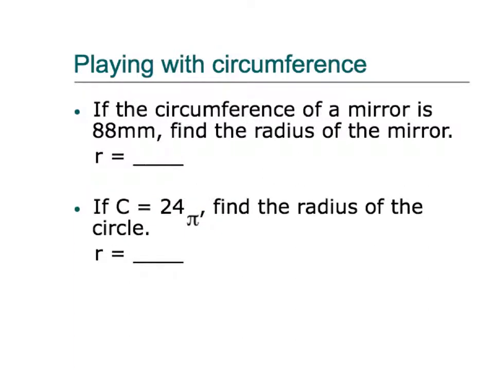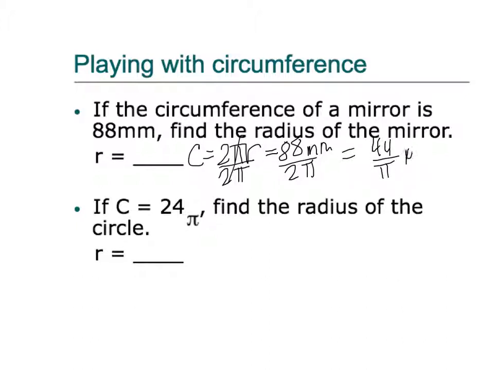All right, let's take it back to the basics right now. If the circumference of a mirror is 88 millimeters, they're asking me to find the radius. Well, I know the circumference formula is 2 pi r, and I'm not using pi times d, the diameter, in this situation because they're asking me to deal with the radius. And so it's telling me that 2 pi r equals 88 millimeters. I want to solve for r, so let me divide both sides by 2 pi. And I have 44 over pi millimeters, which is my radius.